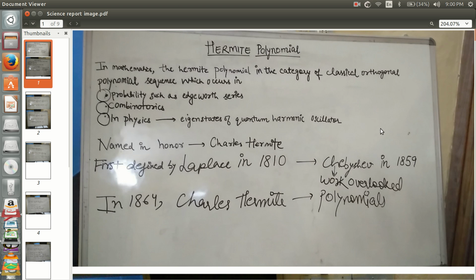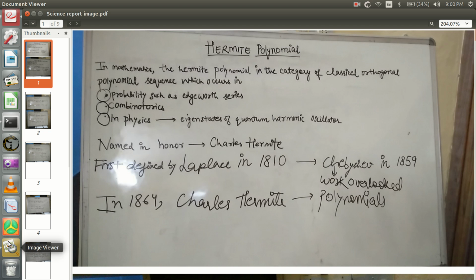Hermite polynomials are named in honor of Charles Hermite, who in 1864 identified the Hermite polynomials. They were first identified by Laplace in 1810 and later by Chebyshev, but their works were overlooked.